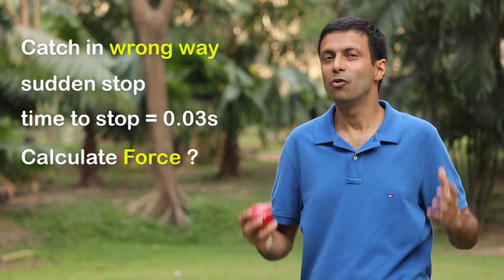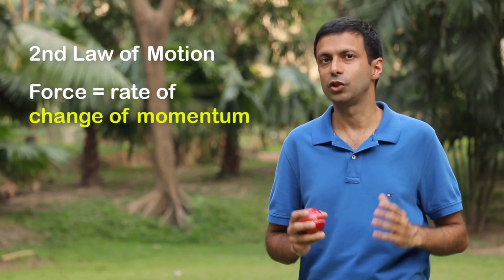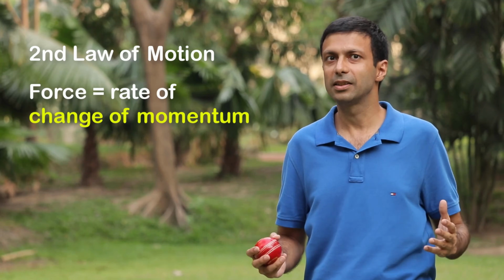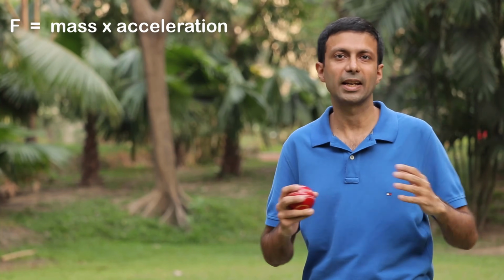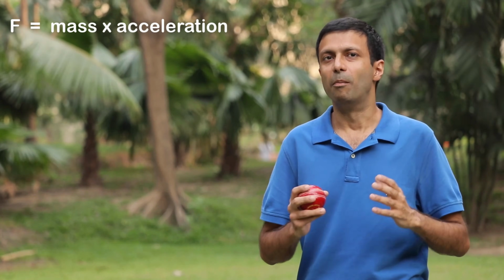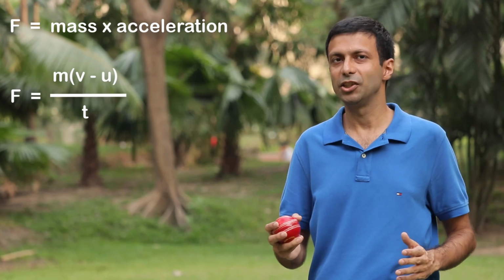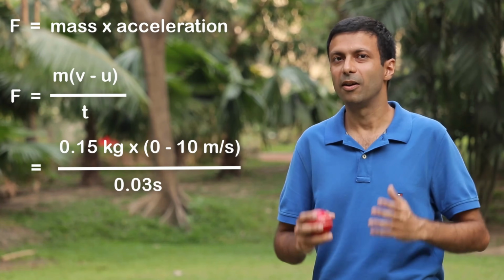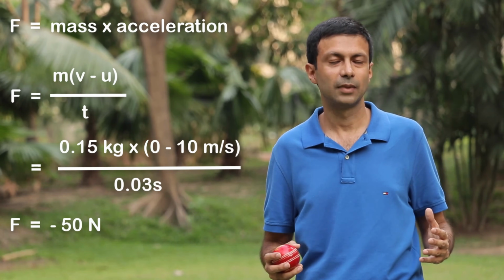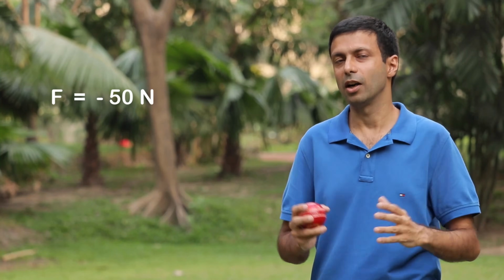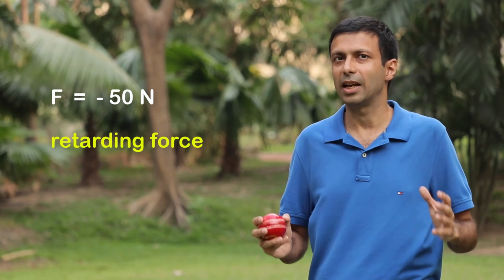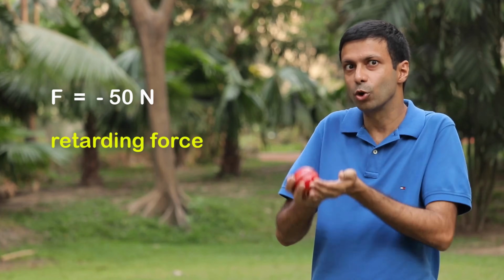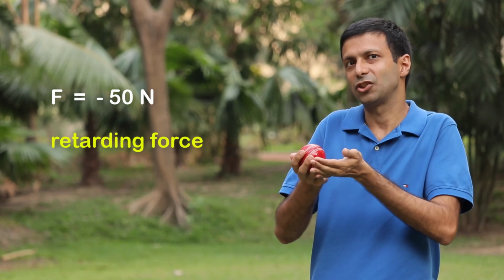So how do we calculate the force in this case? By Newton's second law of motion, force equals the rate of change of momentum. The formula is F equal to mass into acceleration, which is mass into final velocity minus initial velocity by time. Now plugging in the values, we get the force as minus 50 Newton. There's a negative sign because it's a retarding force. But we'll ignore the sign for now. So my hand feels a force of 50 Newton during the catch. Now let's catch the ball the correct way.